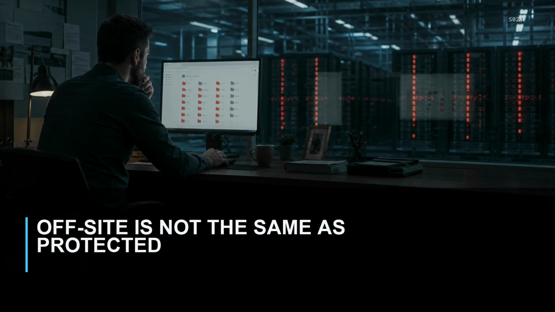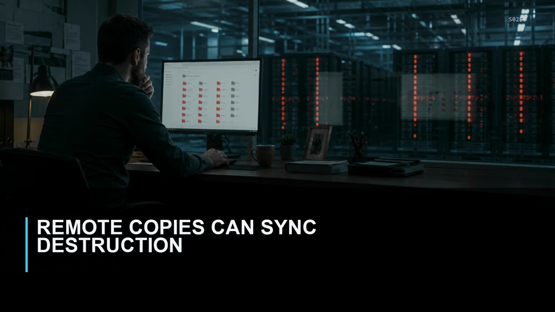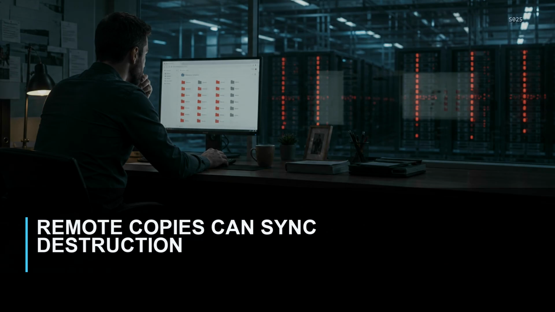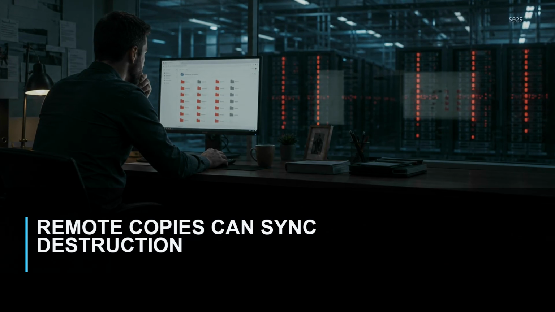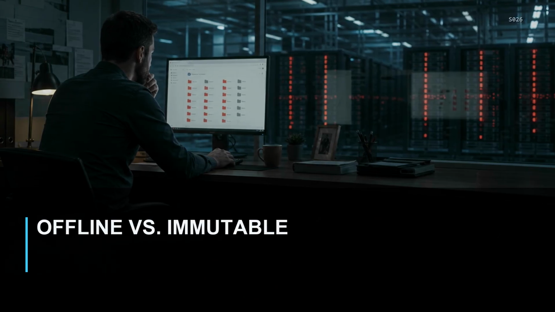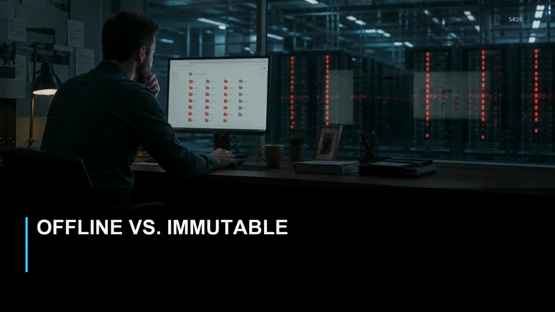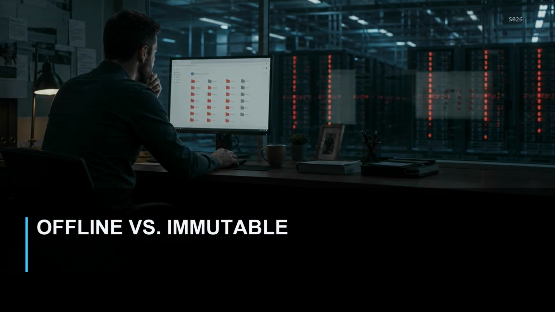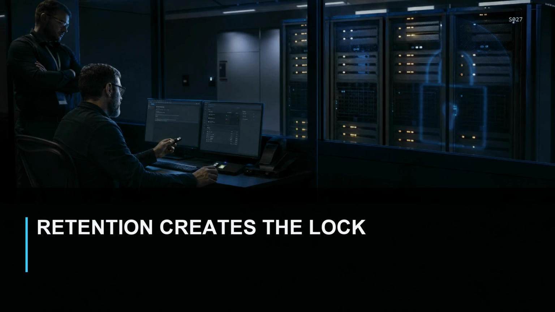Offsite and protected are not the same thing. A cloud synchronized folder may be geographically remote while still reproducing deletion or encryption. Some services provide versioning or retention that can help, but the recovery capability must be confirmed rather than assumed. Offline means the copy is not continuously reachable from the environment under attack. Immutable means stored recovery points cannot be changed or deleted until their configured retention period expires.